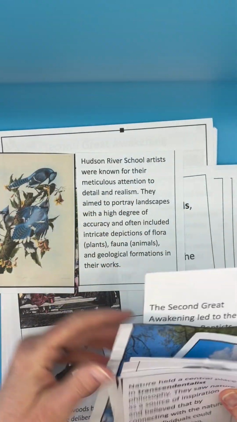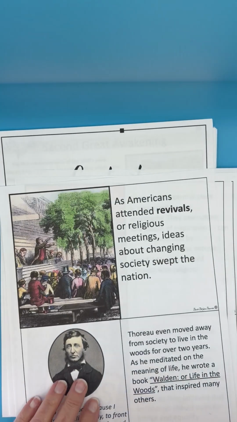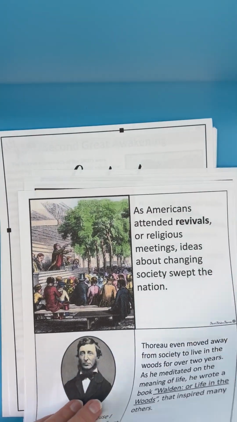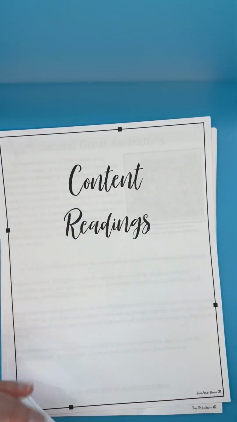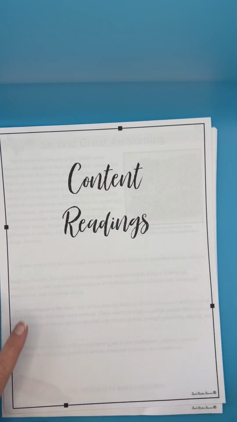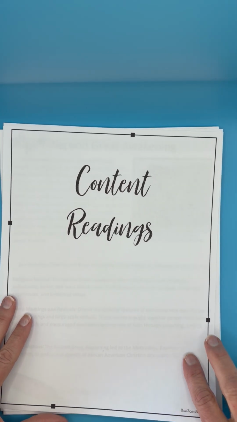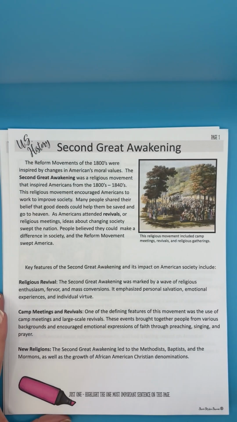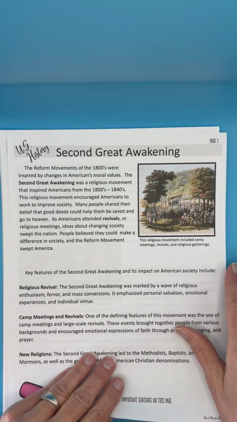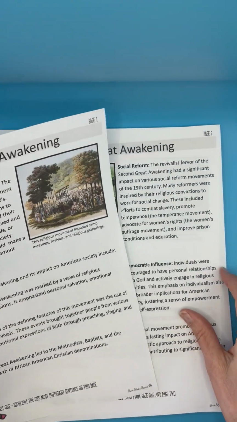Okay. So that's the picture prediction part of the lesson. Then you can check their answers. The presentation has a nice slide that allows you to do that. Now it's time to get into the content readings. And the first set is the Second Great Awakening. And it's about 2 pages.